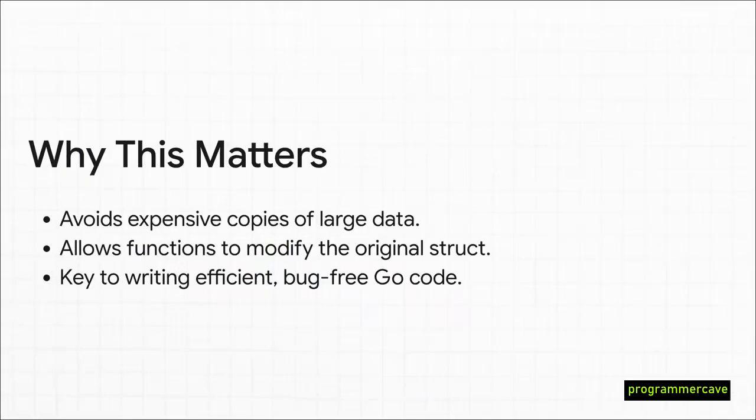So, why is this such a big deal? Two big reasons. First, performance. Passing around a tiny address instead of a giant chunk of data is just way more efficient. Second, and this is crucial, is behavior. If you pass a photocopy of a struct into a function and change it, the original is untouched. If you want a function to actually modify the original data, you have to give it the address, the pointer. Nailing this is just fundamental to writing good Go.